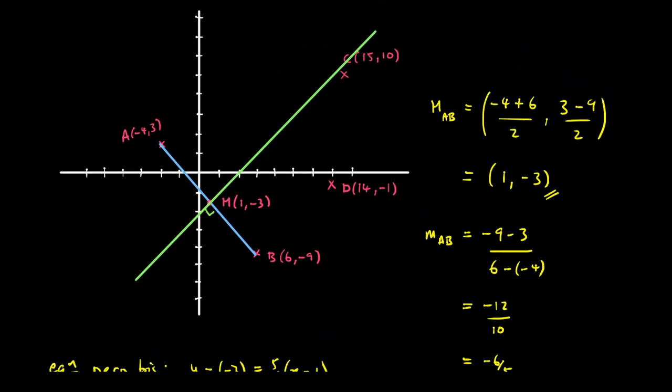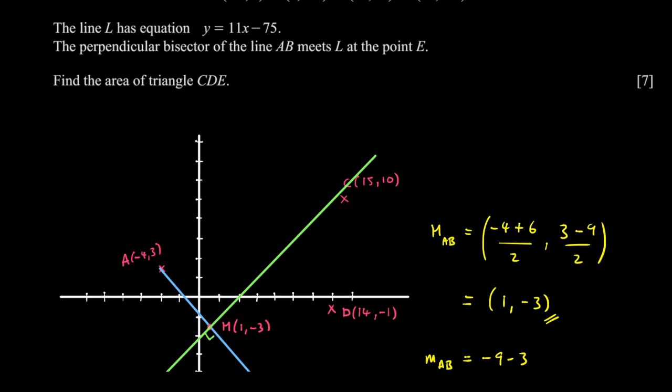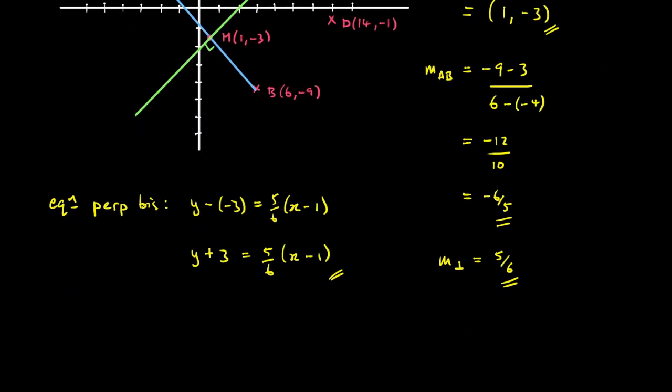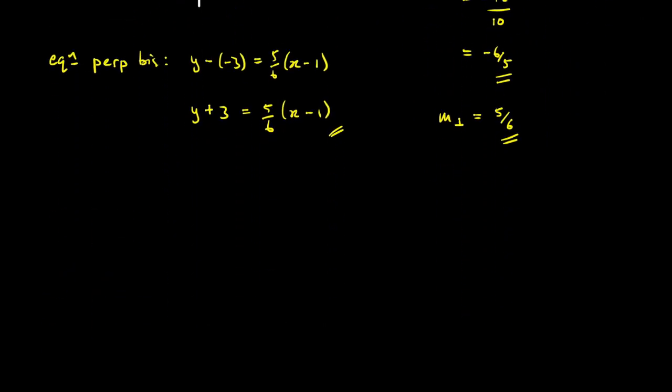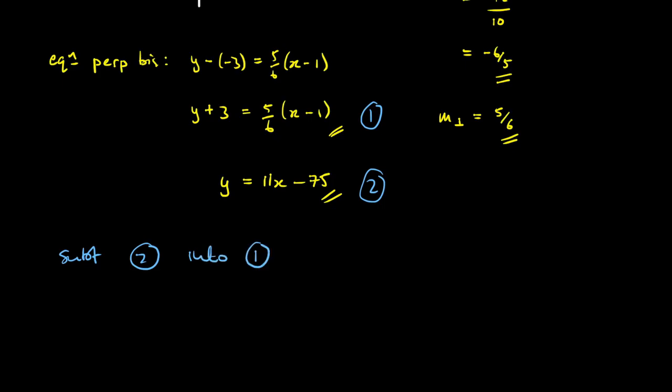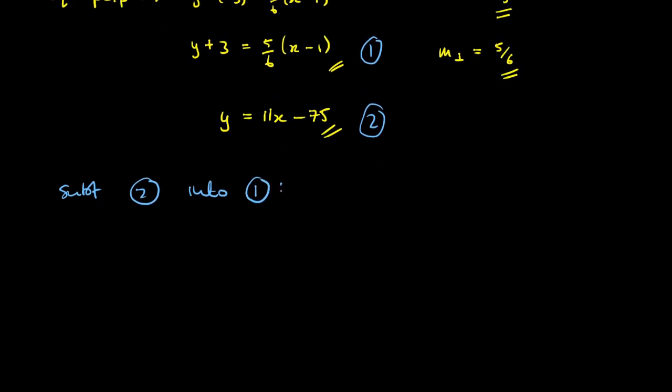Okay, now what are we told? We are told that this line is going to intersect some other line, y equals 11x minus 75, at the point E. So how do we find the intersection of two lines? Well, we solve simultaneous equations. So we've got to solve the simultaneous equation of y equals 11x minus 75 with this equation for the perpendicular bisector. We'll call that equation 1, call that equation 2, and I think the easiest thing to do is to substitute equation 1 into equation 2. So how will we do that?